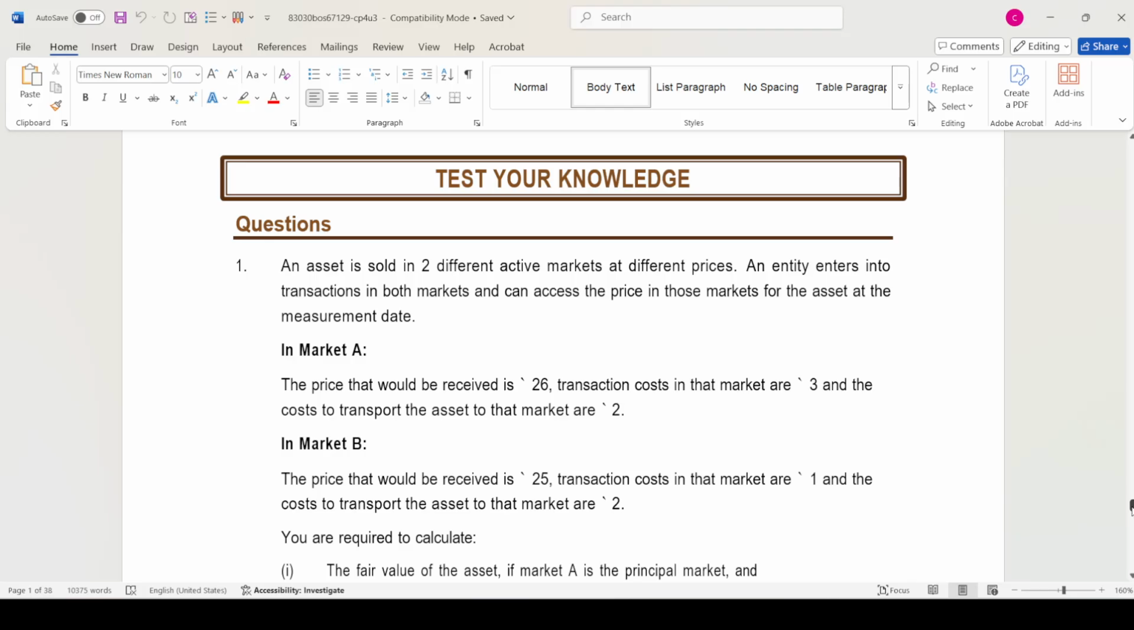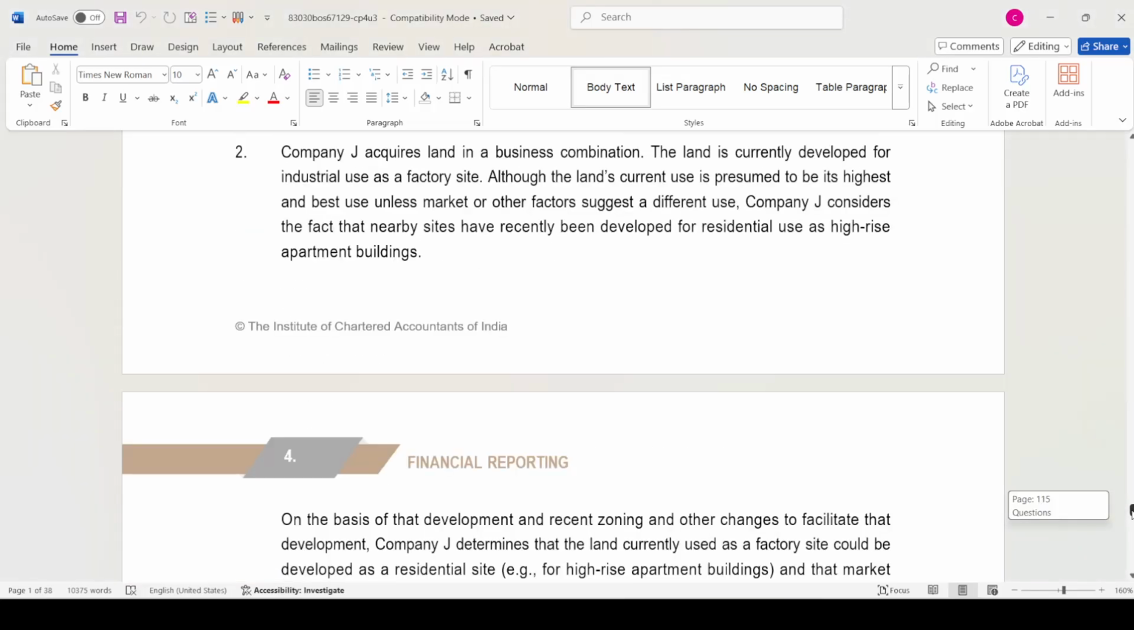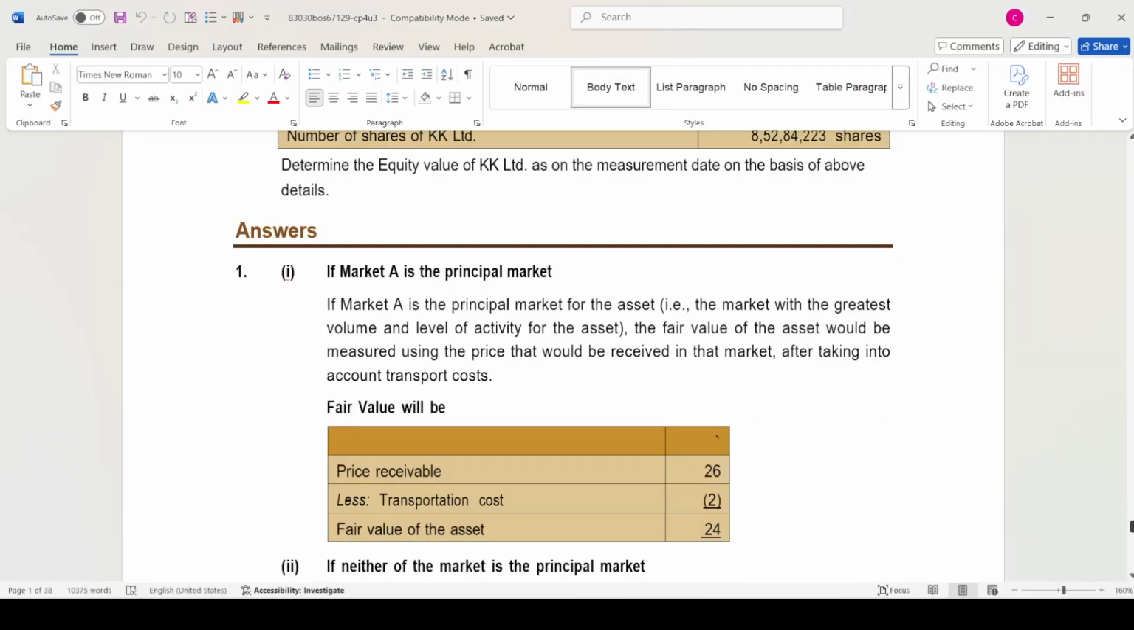Now let us understand the second part. So now let's quickly jump into the answer for the first question. What if market A is the principal market? The market has a great volume of activity for the asset. The fair value of the asset will be measured using the price received in that market after taking into account the transportation cost. Price receivable is 26, transportation cost is 2, fair value of the asset is 24. I think you are clear.